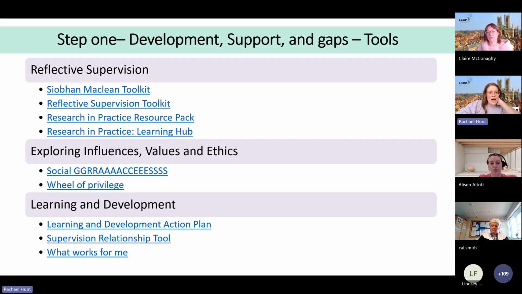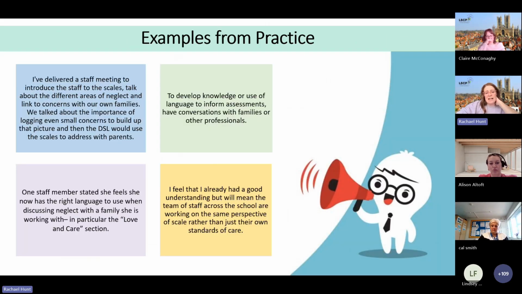And then we just wanted to share some examples from practice. It's really lovely when we get feedback from people about how they've used the neglect resource and the neglect scales. We ran a similar workshop, maybe a similar time last year, for managers, designated safeguarding leads and supervisors. And we asked for some of their feedback about what they've done since they went away from the briefing.